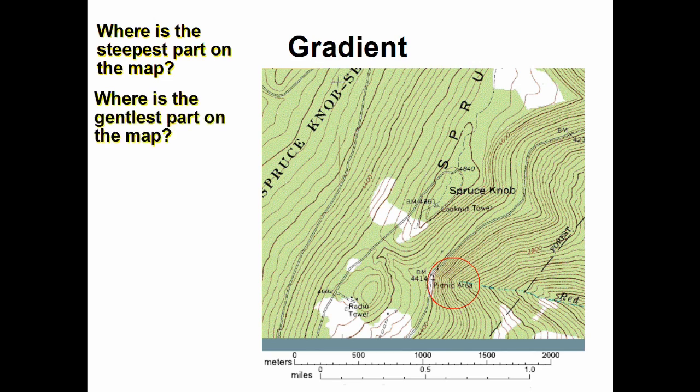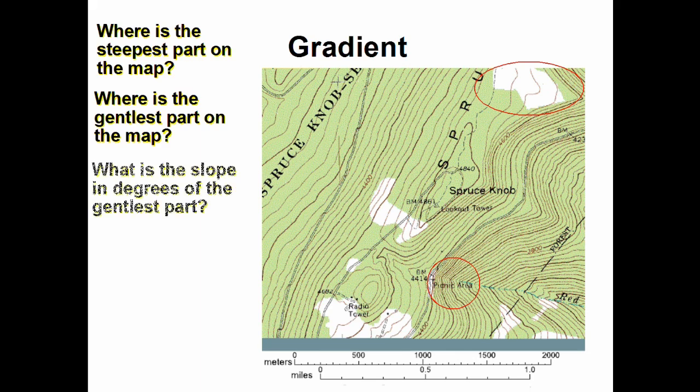Well, where is the gentlest part on the map? Or the one with the least amount of slope? Well, several places could qualify. I see one right there toward the west or the northwest, but I think there's one in the upper right-hand corner of the map that qualifies even better. Right, this space. Contour lines are extremely far apart, which means that slope must be gentle. But how gentle? What is actually the degrees of slope that we could extrapolate from that map?